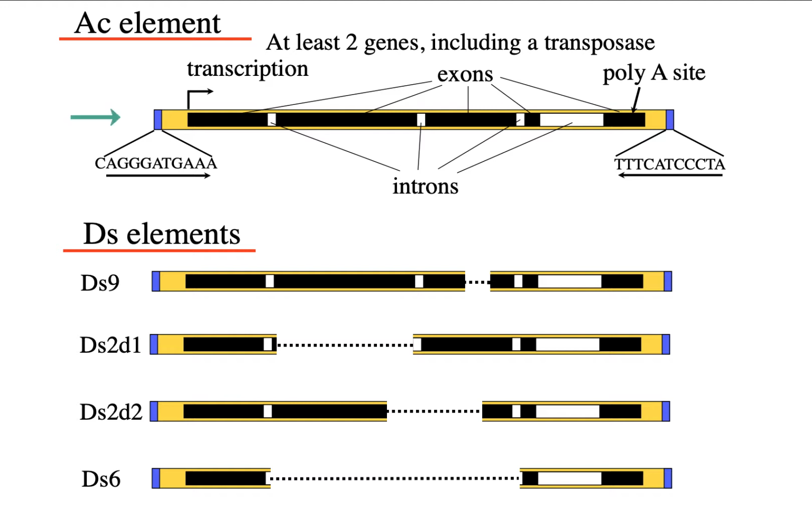So the AC elements had at least two genes, including a transposase, a gene that made an enzyme that caused the movement of these elements. And then they had these short terminal inverted repeats on the ends. And the DS elements had the same ends, but they were missing parts of the middle of the gene. So they were missing the transposase gene as well as other genes. And in fact, some DS elements only consisted of the short inverted repeats on the ends.